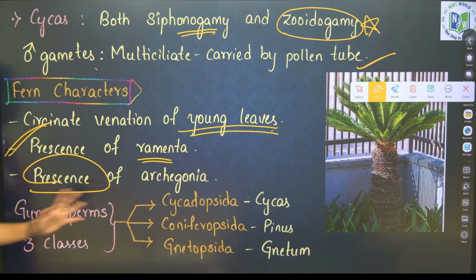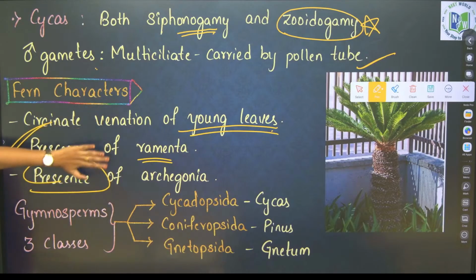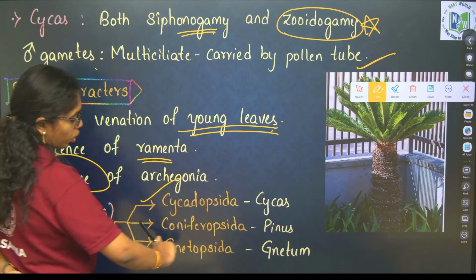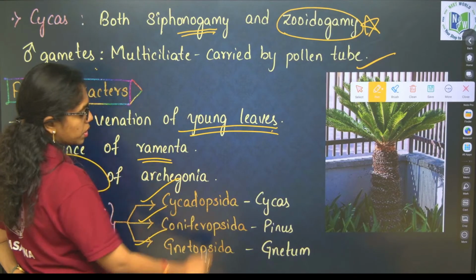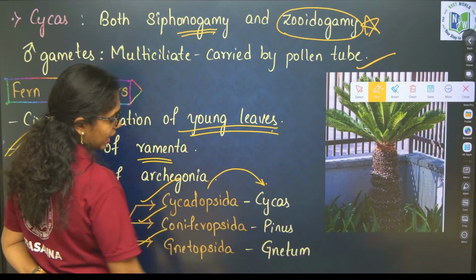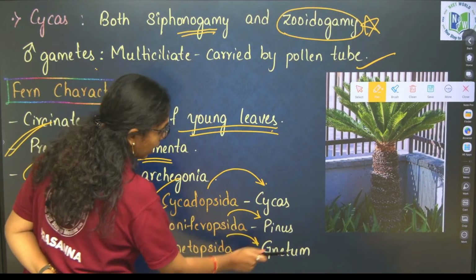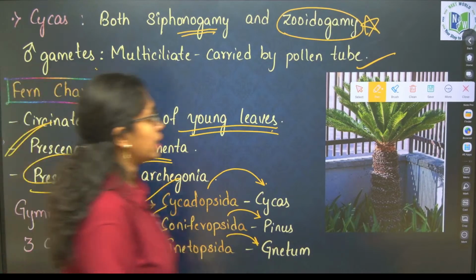Gymnosperms are divided into 3 classes. So these 3 are the common characteristics which coincide or resemble with the pteridophytes. Here if you see the gymnosperms, it is having 3 classes. For example, Cycadopsida, Coniferopsida and Gnetopsida. Cycadopsida, Cycas is the example, Coniferopsida, Pinus, Gnetopsida, Gnetum. Clear, right? Next.